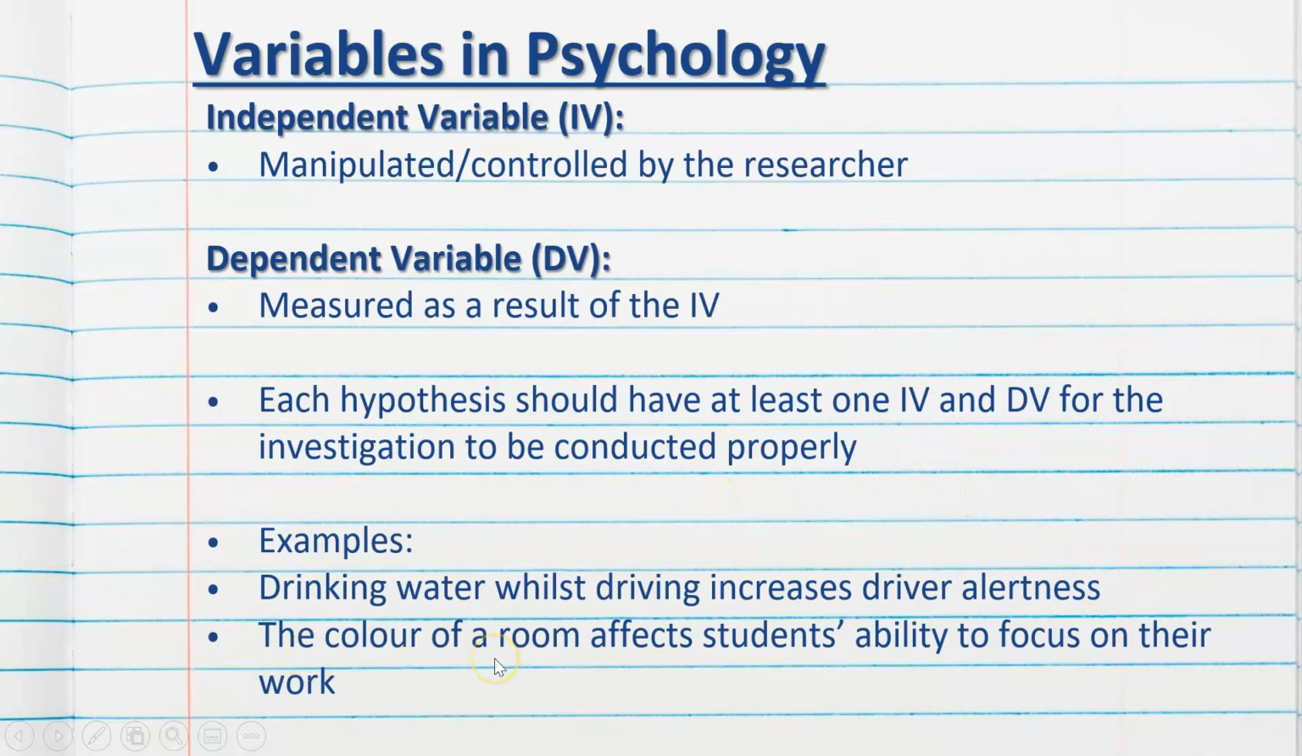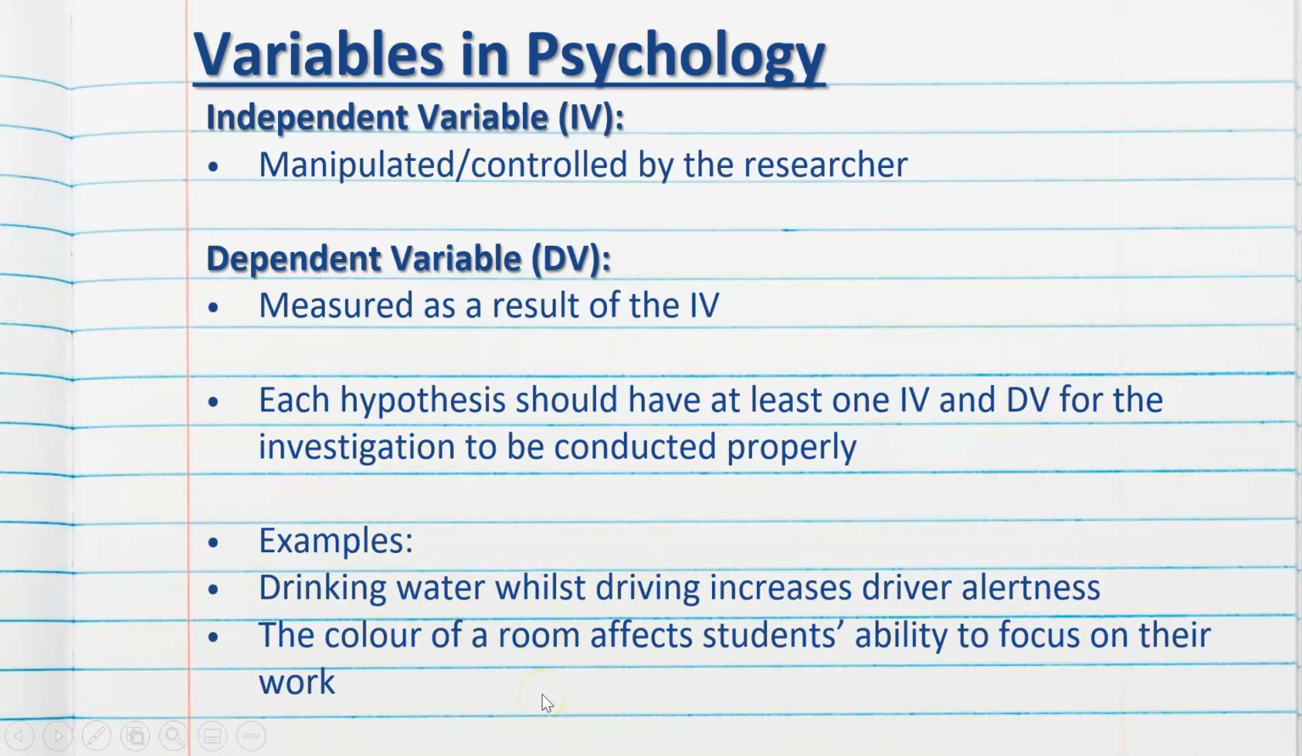So if we look at the next one, we can do it using the same concepts that I've just gone through, but we'll start with the dependent variable first, because sometimes that's a little bit easier for students to get their heads around. So the colour of a room affects students' ability to focus on their work. So the dependent variable, so what we're measuring as a result of the IV, is students' ability to focus on their work. That's what we're measuring. So that's our dependent variable. Now, what's that going to depend on in this hypothesis? The colour of the room. So the colour of the room is the independent variable.